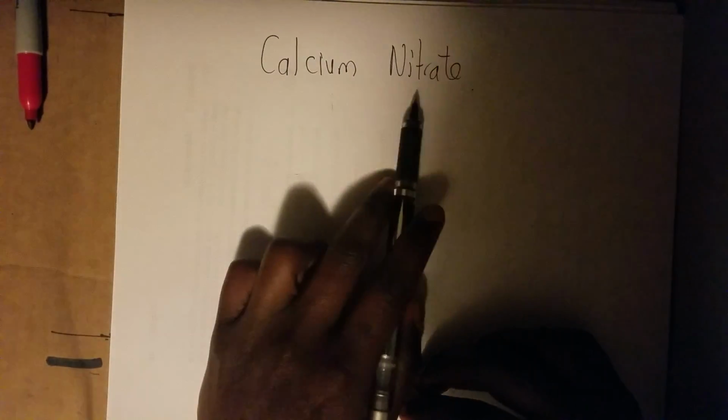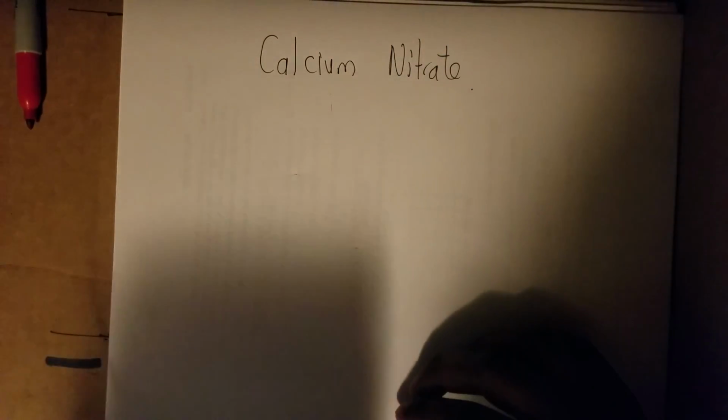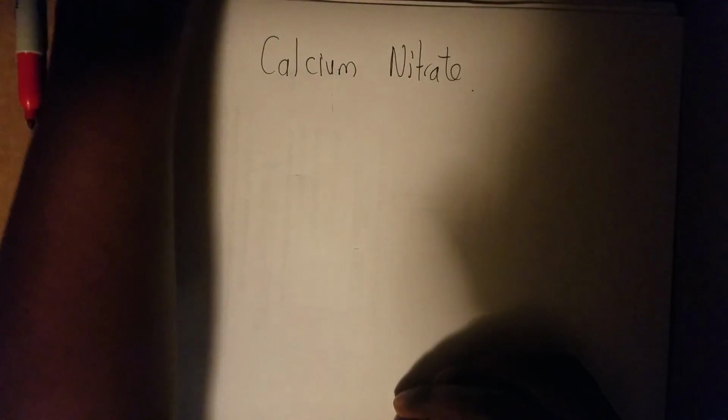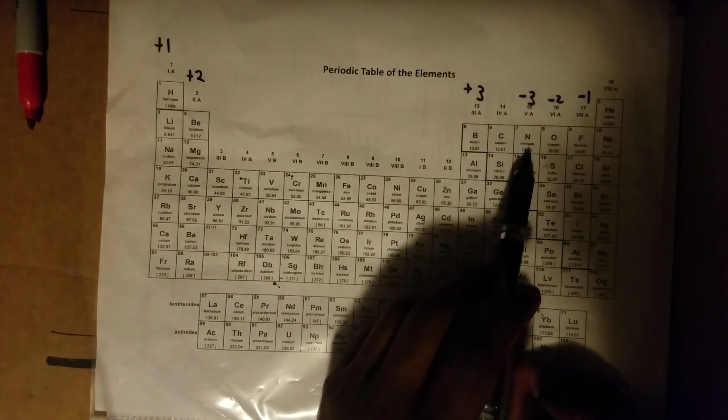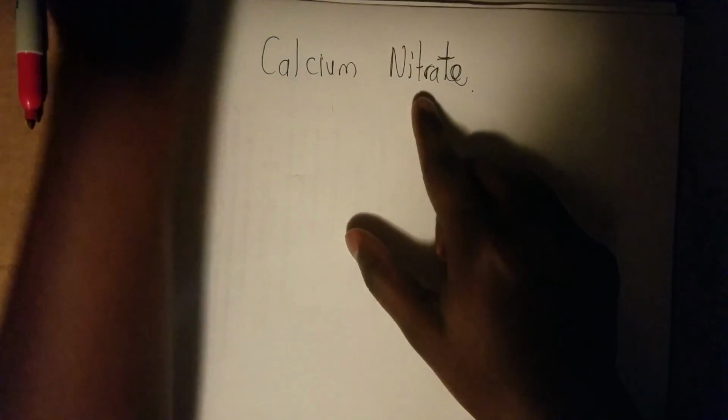So you have something like calcium nitrate, and you have to write the formula for that. First you look at calcium. We know calcium is one element. And we know that nitrate is not one element. This is not the same as nitrogen. Once you see the word nitrate, that means it's already an ion, so you know it's not nitrogen. But calcium is one element.